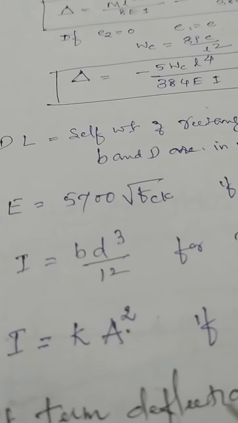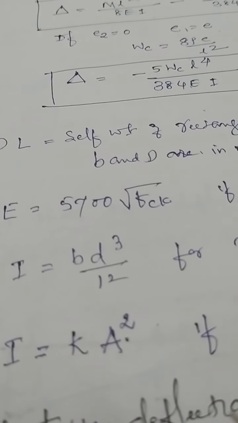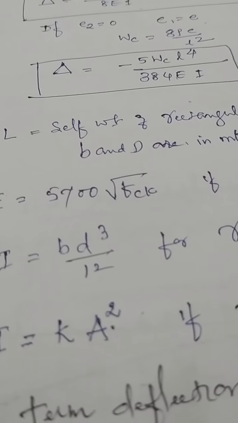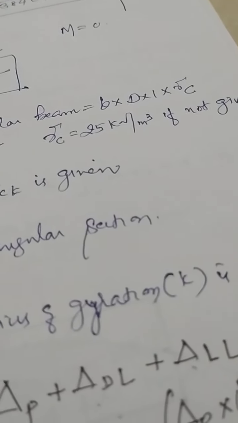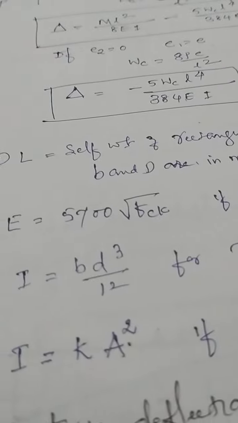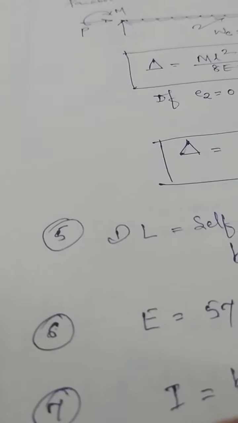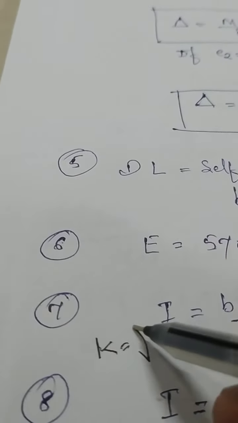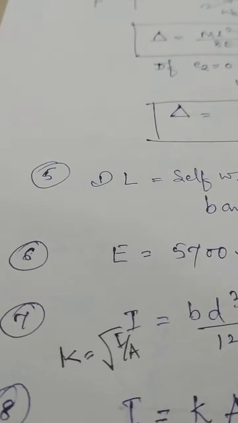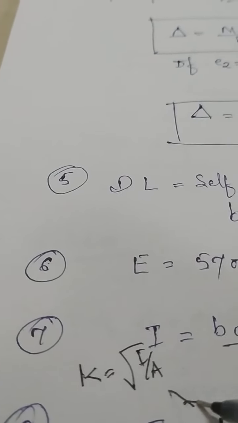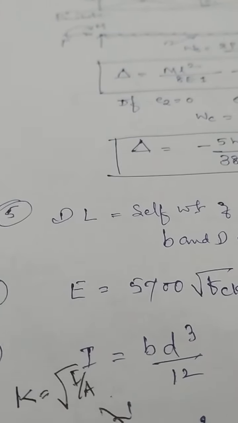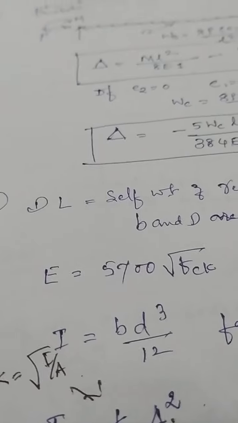And sometimes section dimensions are not given, B and D are not given. In that case, cross-sectional area is given and radius of gyration is given. You know the formula for radius of gyration. Radius of gyration k is equal to root of I by A. You know from engineering mechanics. If you simplify this formula, I will become k square into A.